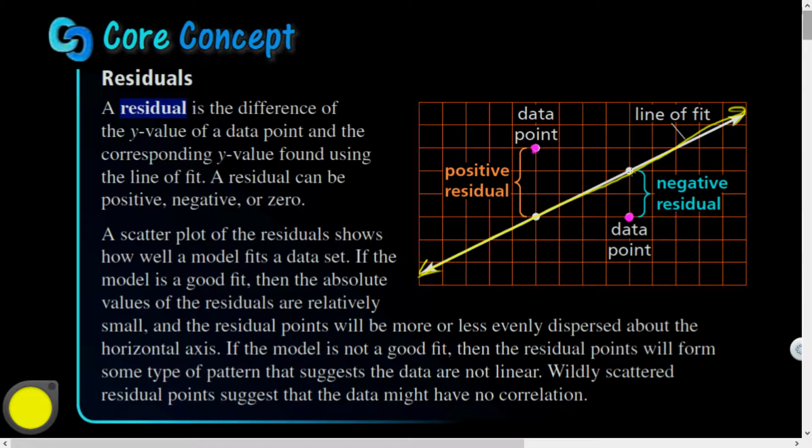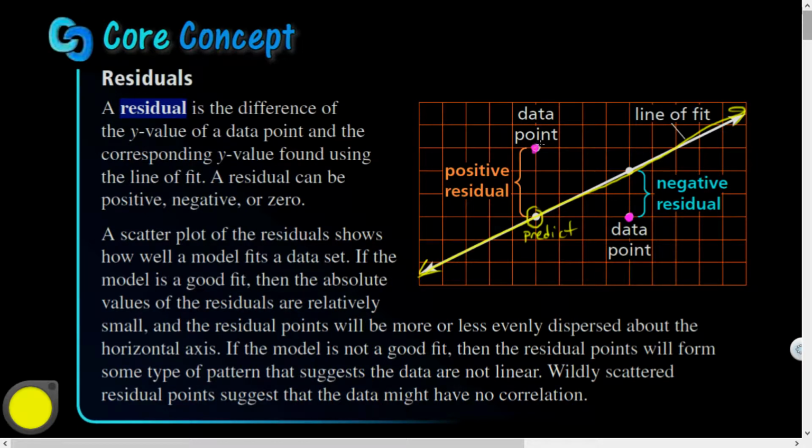Here's a line of best fit. I would have some model that represents this. I could use this line to predict a value, and I would then compare the actual value to the predicted value. And if I subtract those two things, that number is called a residual. All right, that's what a residual is.